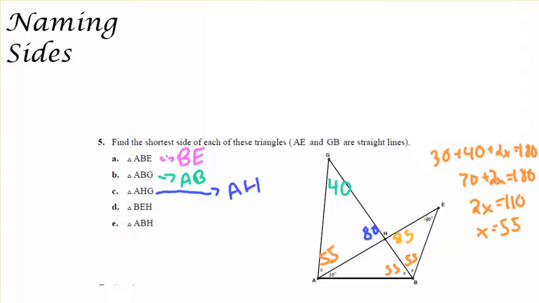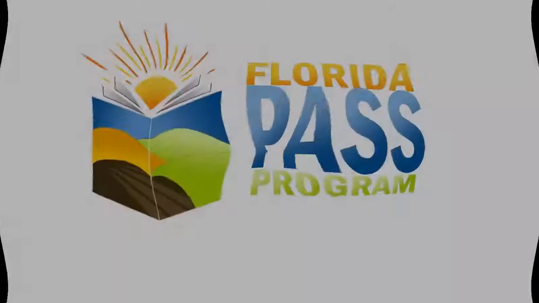For the fourth example, I'm looking at BEH. I can find angle EHB as 85, so angle E is the smallest angle, and its opposite, side BH, ends up being the smallest side. Lastly, I'm looking for the shortest side of ABH. I almost have all the angles. I know that angle AHB should be 95, meaning that angle A is the smallest and its opposite, BH, is the smallest side of that particular triangle.